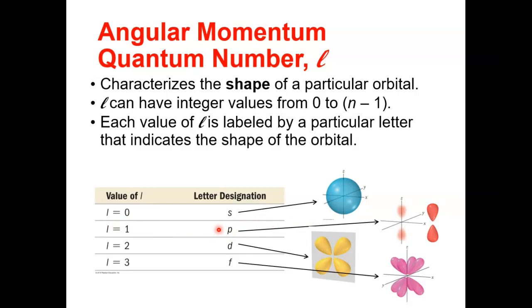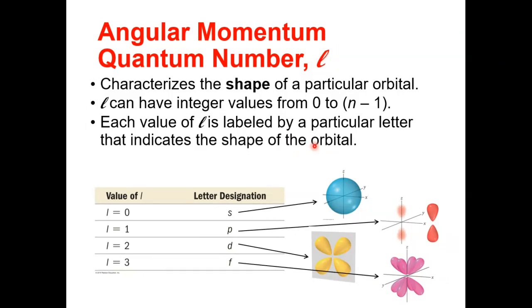L equals 1, or P orbitals, have what we call a dumbbell shape. It's like 2 halves of a dumbbell. D orbitals have this 4-leaf clover shape. And F orbitals, well, we don't really have a great name for this. I call them balloon animals because it looks like you took a bunch of balloons and started tying them together. All right. L tells you what shape orbital you're dealing with at that energy level.